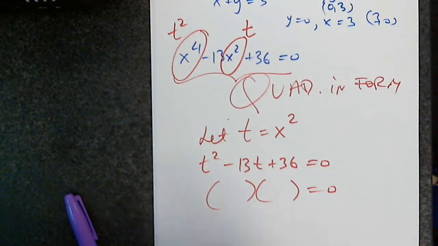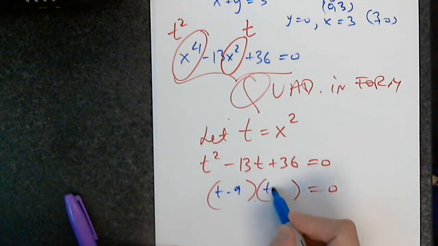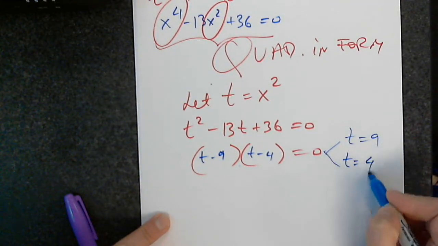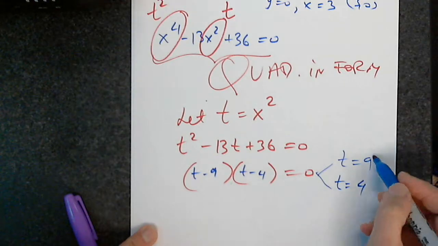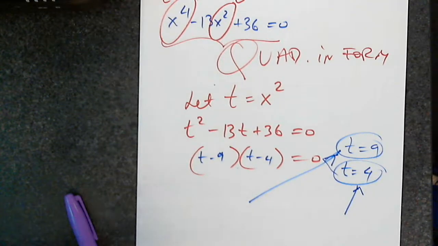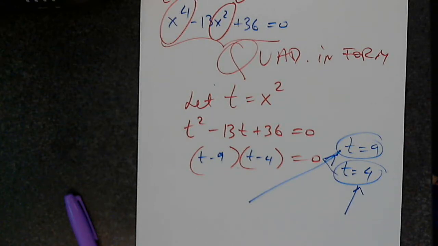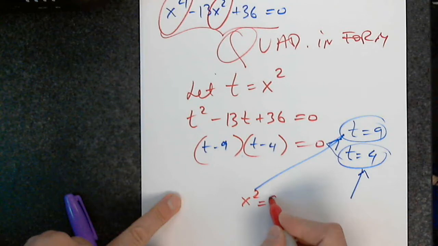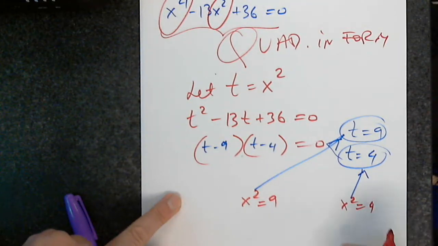Okay, so then I factor this in t as t minus 9 and t minus 4. So I have two options, 9 and 4. But this is a different equation, and this is a different equation. Can anyone dictate which equations I'm referring to? x squared equals 9, very good. And x squared equals 4.